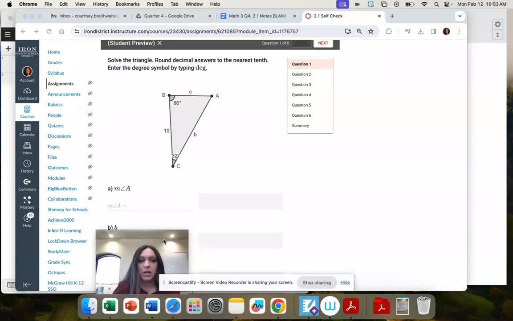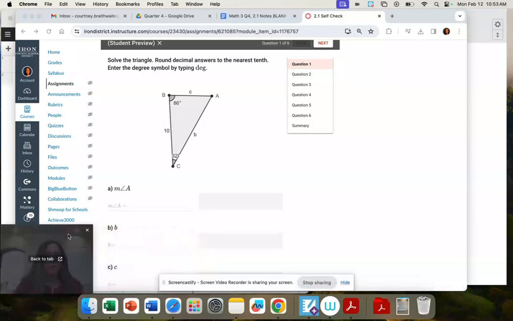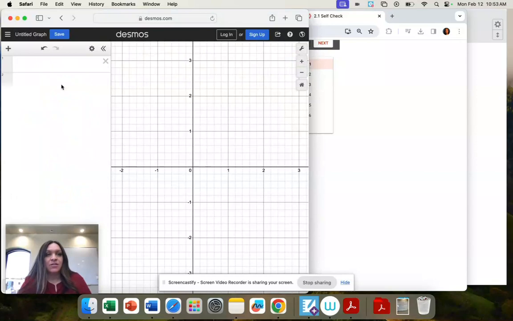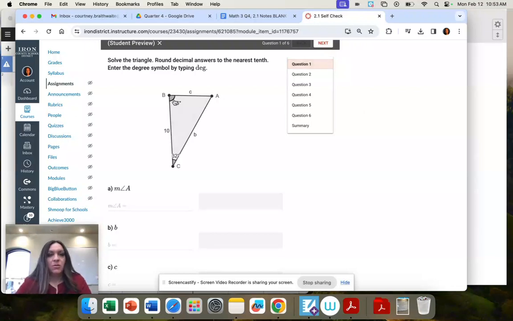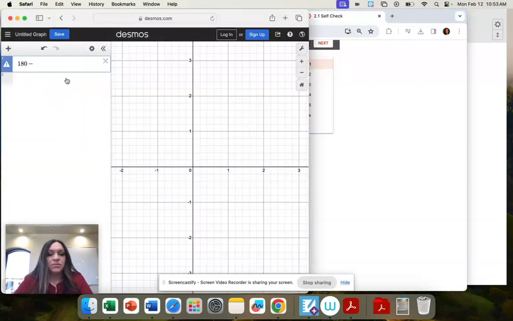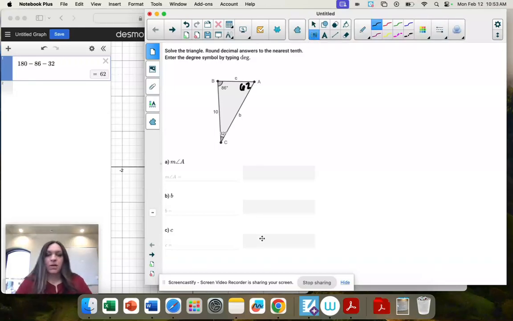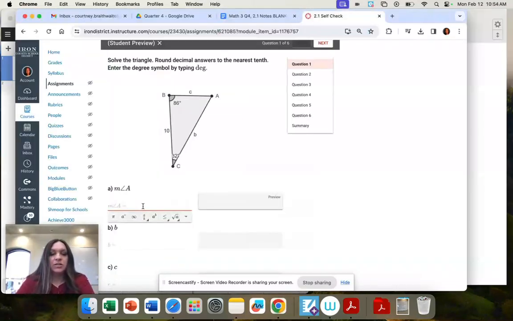So rules still apply. There's three angles in a triangle. What's the degree measure that they add to? They add to 180. So to find the third angle, I'm going to take 180 and subtract the two angles that I'm given. So 86 and 32. So my third angle is 62 degrees. All right, so 62 degrees.